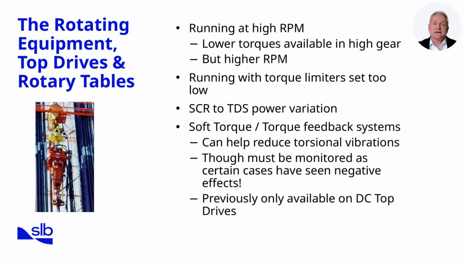Rotating equipment settings can have a major influence on torsional vibrations. When operating at high RPM, torque output from top drives and rotary tables decreases because the system shifts into high gear. While this provides faster rotation, the lower torque capacity can limit performance in harder formations.